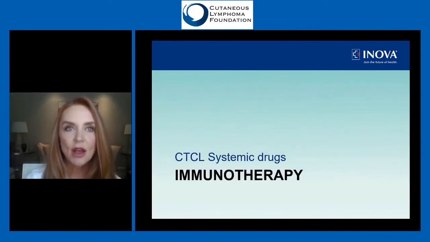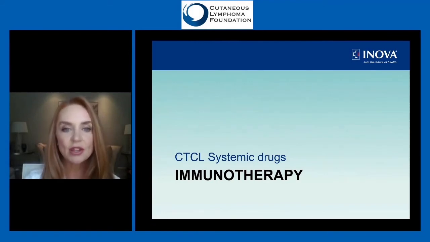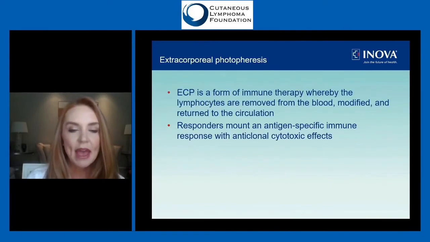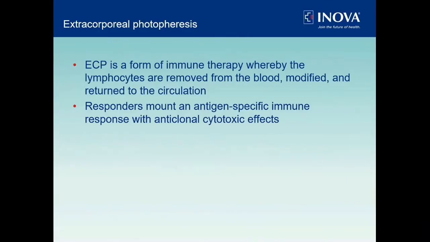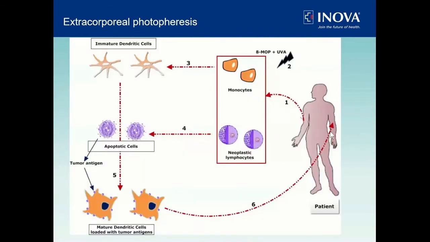Immunotherapy. This is a newer indication or a newer use of drugs for cutaneous T-cell lymphoma. And we'll start with a procedure that falls into this category called extracorporeal photopheresis, or ECP. So this is definitely a form of immunotherapy. Basically, as you can see in step 1 here, we place a large bore IV or use a Metaport, and we take the blood out. We rapidly return the red blood cells, but we separate out what we call the buffy coat, which contains all the white blood cells, or all the lymphocytes.